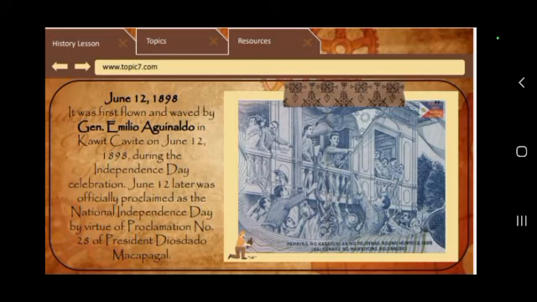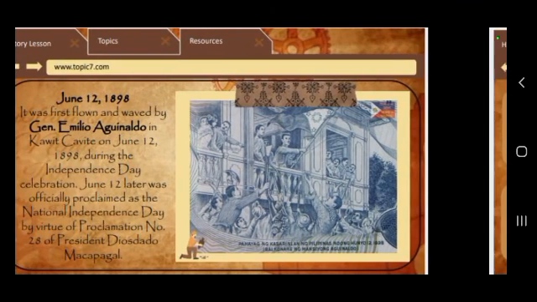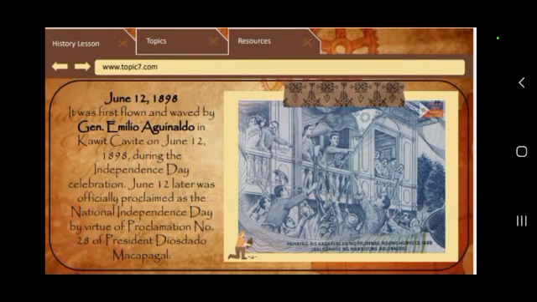During the Independence Day celebration, June 12 was later officially proclaimed as the National Independence Day by virtue of Proclamation Number 28 of President Diosdado Macapagal. So in 1898, Independence Day was celebrated in Kawit, Cavite, and later President Diosdado Macapagal made it official by virtue of the proclamation.